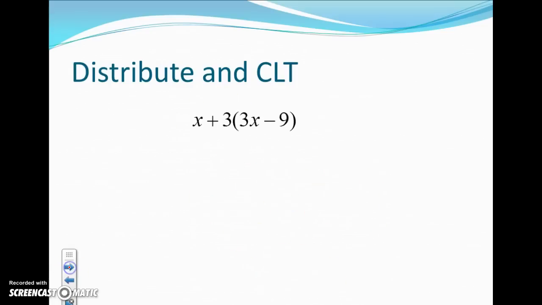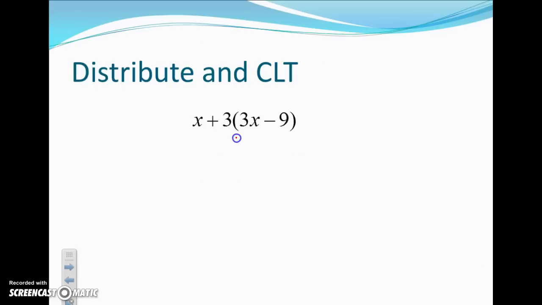Now, let's move on to the next example. Now it's getting more complicated. Okay, you have to be really, really careful with these types of questions. If you read this expression, it's x plus 3 times 3x minus 9. In this case, we do the same thing. We have to distribute, but we have to decide what number I need to distribute.